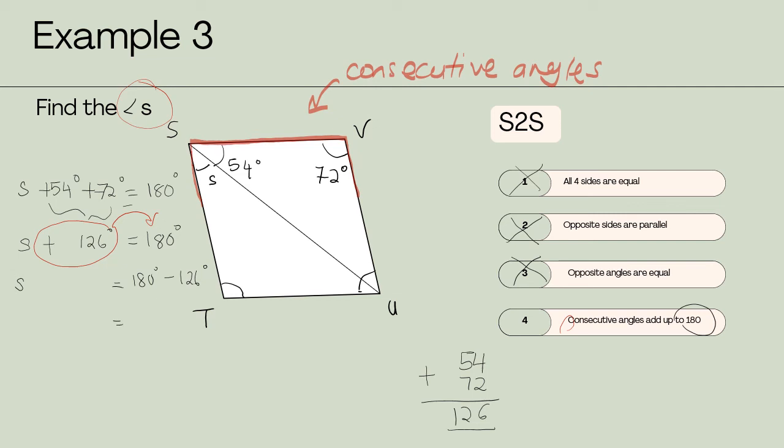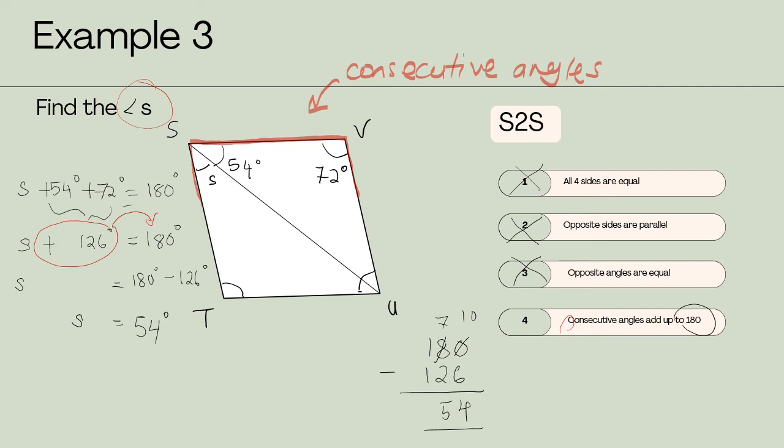So S is alone already, so that's fine because you're trying to find S. Again, if you can't do this in your head, you can always do a side calculation. So we have 180 minus 126. That is 0, and that becomes 7. 10 minus 6 is 4. 7 minus 2 is 5. 1 minus 1 is 0. So we have 54 degrees as S. So we have found our angle.